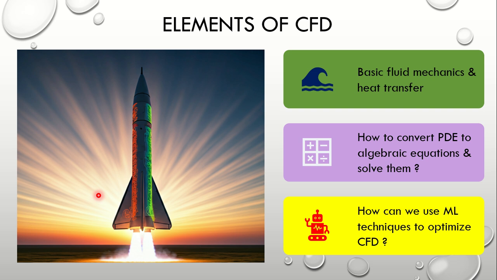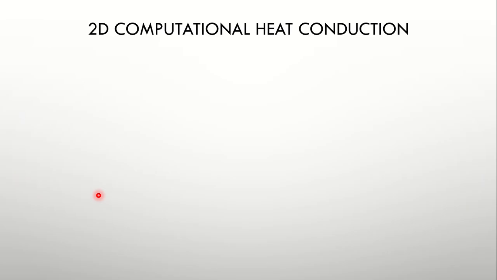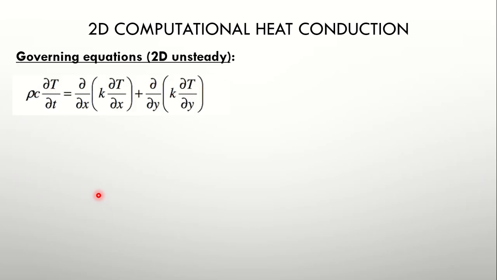In the beginning we will deal with very simple equations and how to solve them: computational heat conduction, computational heat advection, and then we will take up the Navier-Stokes equation and how to solve it. Once we are comfortable with that, we can see what the trends in machine learning are. Okay, that I think is good enough for the introduction. So the first lecture, as I said, will be on 2D computational heat conduction, solved in an unsteady state.